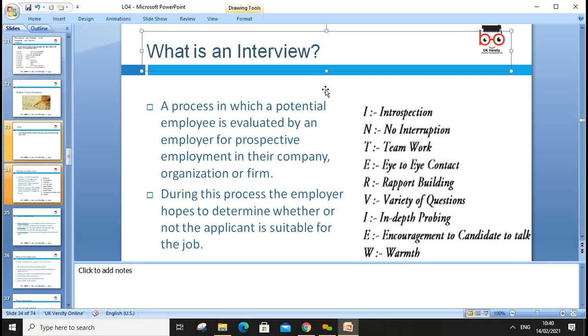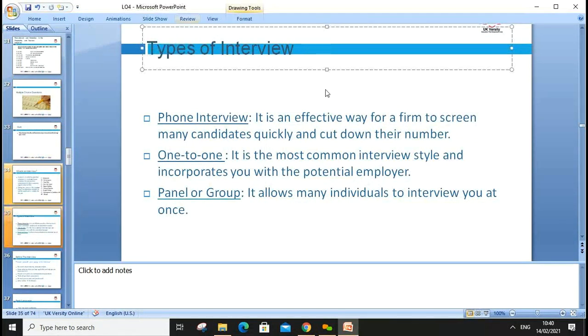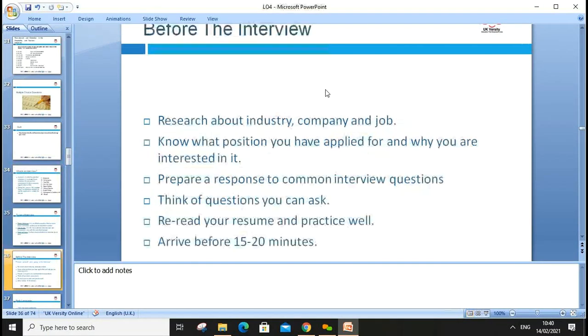So: inspection, no interruptions, teamwork, eye contact, rapport building, variety of questions, in-depth problem solving, encourage the candidate to talk, and be warm. Yes, so welcoming. It can be a phone interview, of course, these days, and then a one-to-one or a panel interview. Those are techniques we can use.